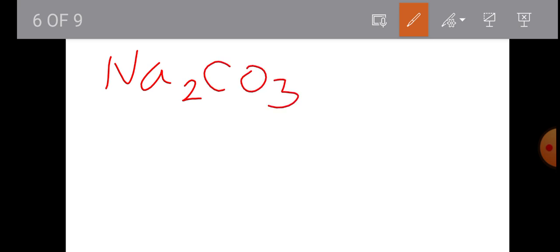For example, let me give you an example of how to calculate the molar mass of sodium bicarbonate. Let me write the formula of sodium bicarbonate. It is Na2CO3. So, this is the formula. I want to know what atoms are present in the molecule. First one is sodium, second one is carbon, third one is oxygen. So, these three atoms form the molecule.